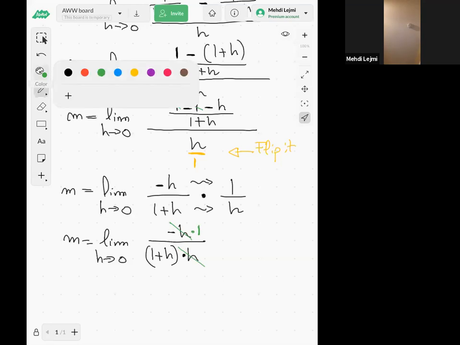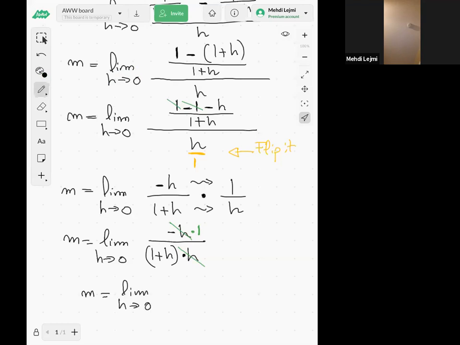So your m is limit h going to 0. It's negative 1 in the top, right? This is because I have a minus here and 1. So it's negative 1 over 1 plus h. All right, so now I am done with simplification. Now I can replace my h by 0. So that would be negative 1 over 1 plus 0. So that's negative 1 over 1. So it's going to be negative 1. So the answer is negative 1.